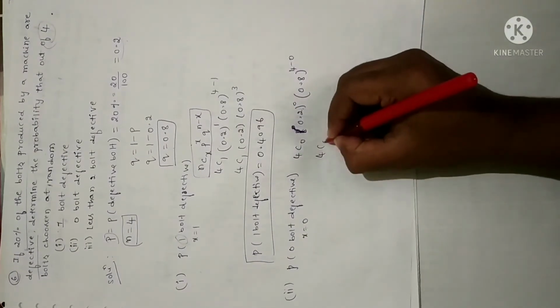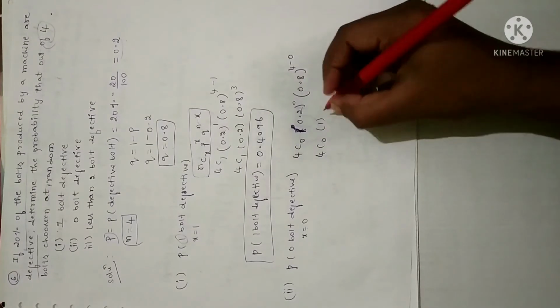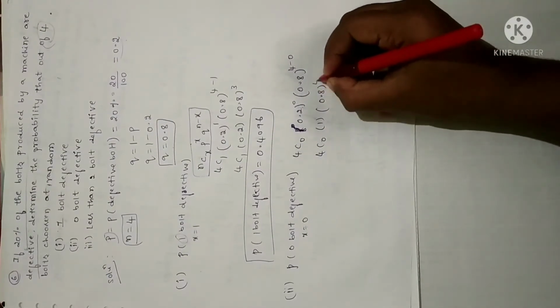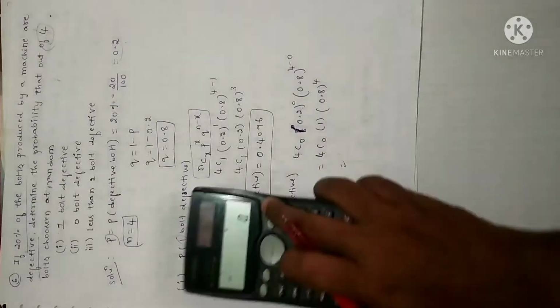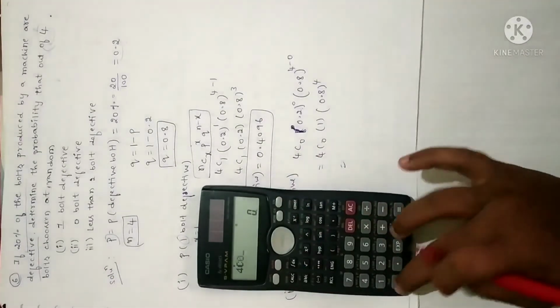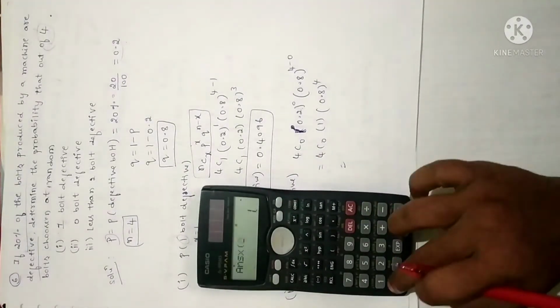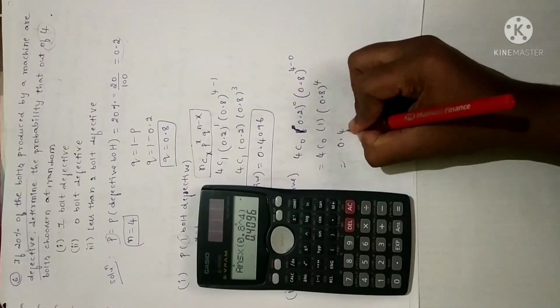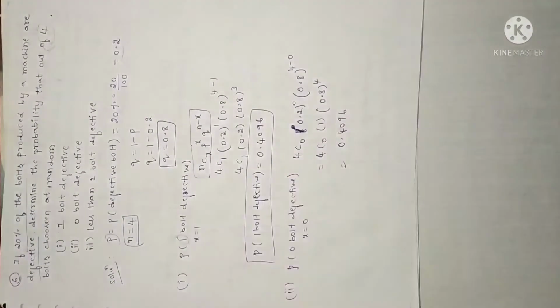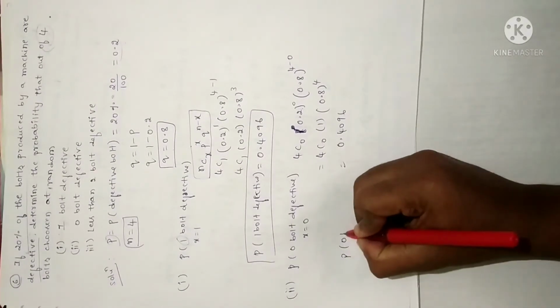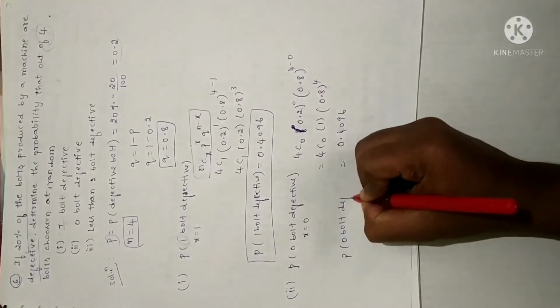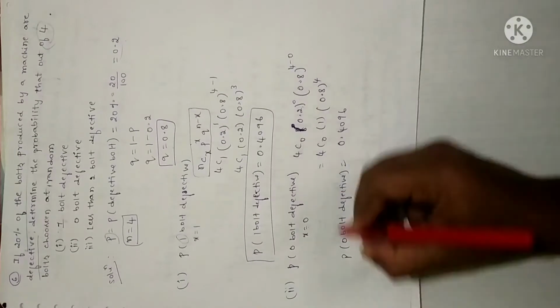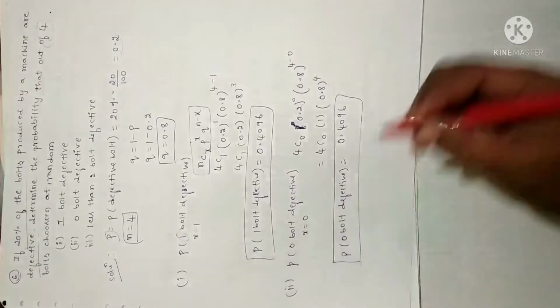So you will get 4c0. Anything power 0 is 1, into 0.8 power of 4. So you will get 4c0 into 0.8 power 4, which gives 0.4096. So this will be the probability of 0 bolts defective. Fine. So this is the solution for the second sub question.